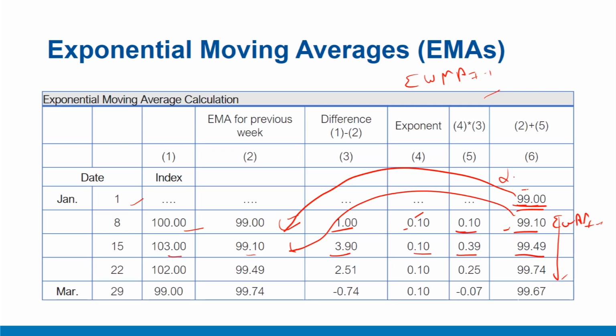Notice the choice of alpha or exponent determines how much weightage is given to the current or new information incorporated in this price. The more the alpha, the greater the weightage given to the latest information. The less the alpha, the more weightage is given to the older information.